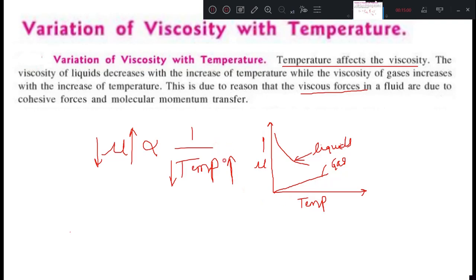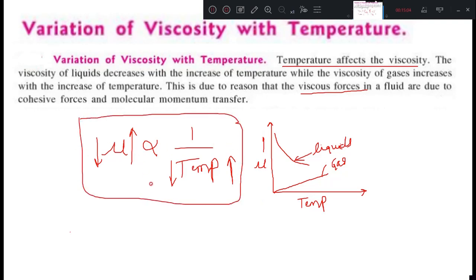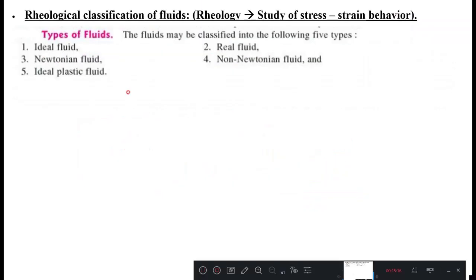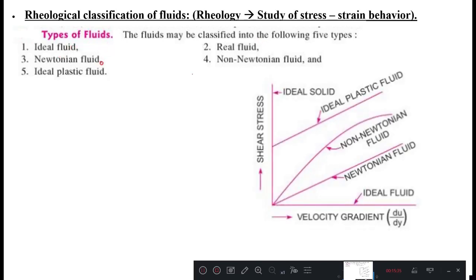So we can take a relation between viscosity and temperature. Viscosity is inversely proportional to the temperature. So, the rheological classification of fluids. Rheology means the study of stress-strain behavior of the fluid. There are different types of fluids. We may come across ideal fluids, real fluids, Newtonian fluids, non-Newtonian fluids, and ideal plastic fluids.